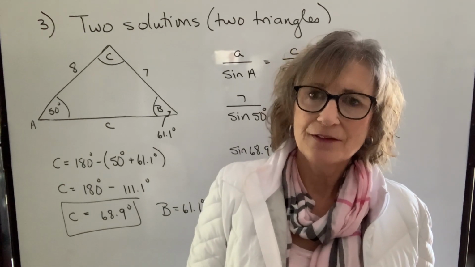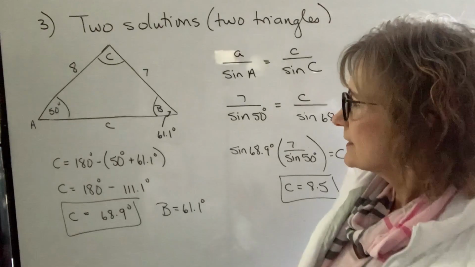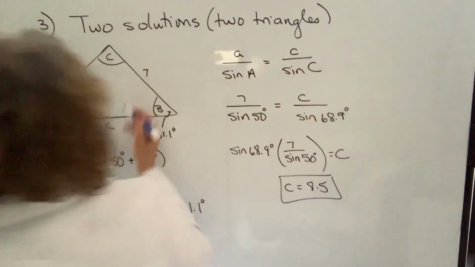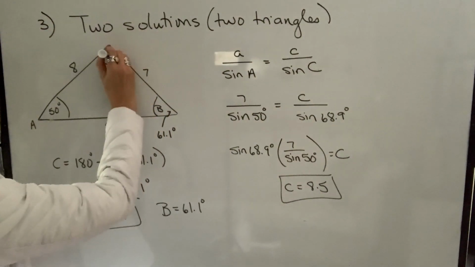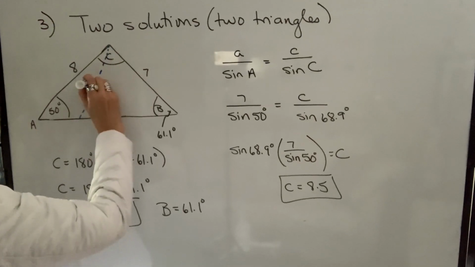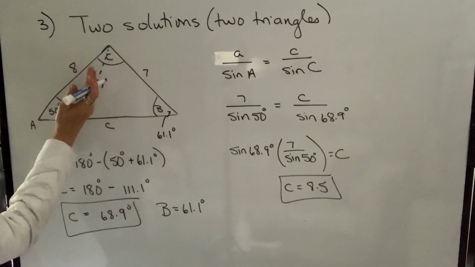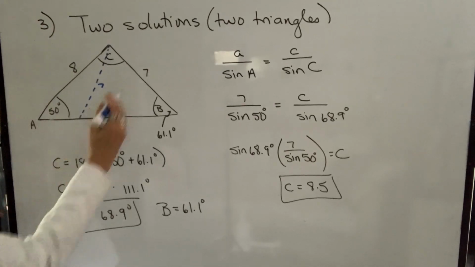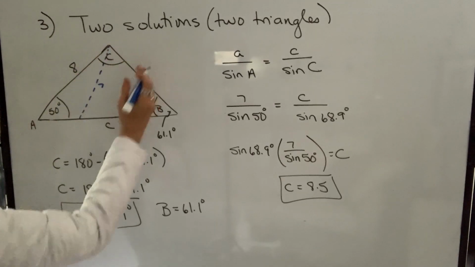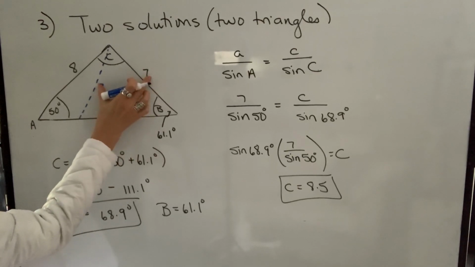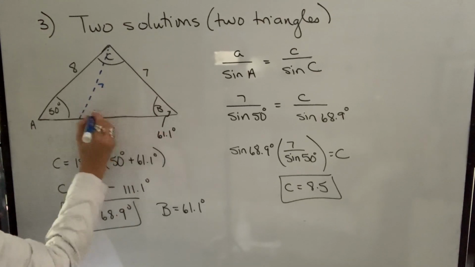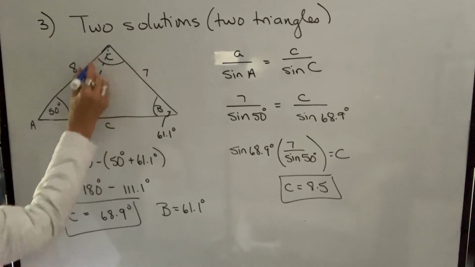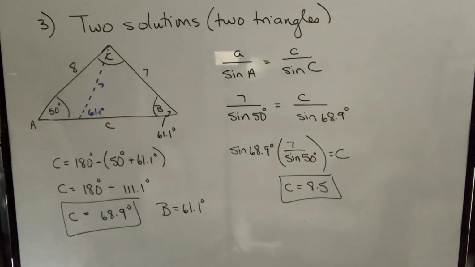In order to find that other triangle, what you have to realize is that this side with a length of 7 could actually come in this way. So here's our other possible triangle. So that 7 could swing either way. And this becomes an isosceles triangle. So if this is 61.1 degrees, we know this is as well. So now we're trying to solve that other triangle.